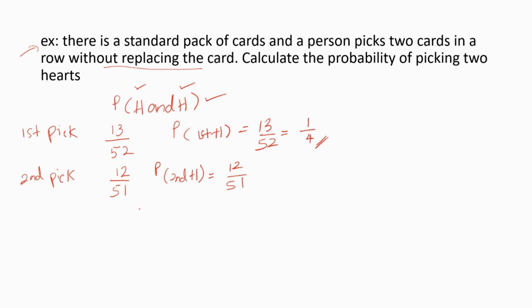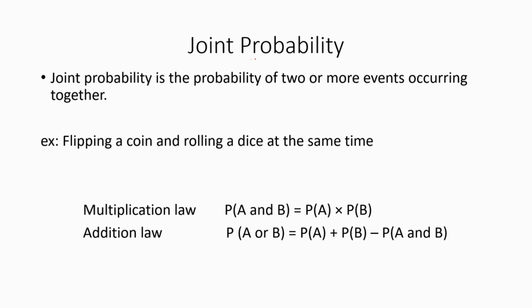So the probability of picking two hearts in a row, first and second, equals 1 over 4 multiplied by 12 over 51, which equals 1 over 17. So this is the probability of picking two hearts in a row while the first card is not replaced. So you have to understand what the condition is and how the condition affects the number of outcomes. Now let's discuss joint probability.